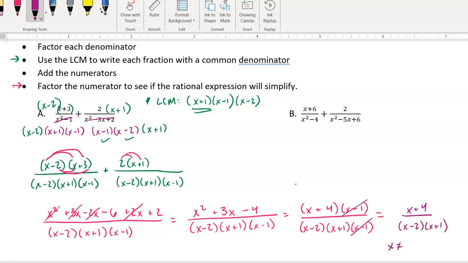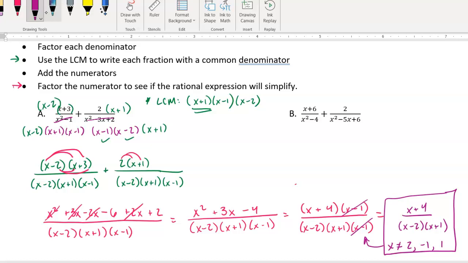Remember, we also have to give the restrictions, what x can't be, and I intentionally waited to the end because I'm guessing a lot of you guys will forget to do this until you get to the end. So remember, to get those restrictions, we always go back to before we canceled anything out. So we look at the denominators, so x can't equal 2, x can't equal -1, but also x can't equal +1. So those are the restrictions, and that's what it reduces to.